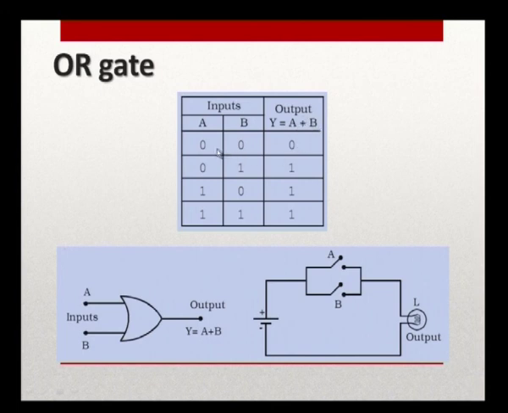In the case of the first combination, both A and B are 0, low, so the output is also low. After that, at least any one input is a high value, so the output is high. That is the typical meaning of OR operation. This is the circuit symbol used for the OR gate. There are 2 inputs. So, an OR gate should have at least 2 inputs. More than 2 inputs are also possible for an OR gate.